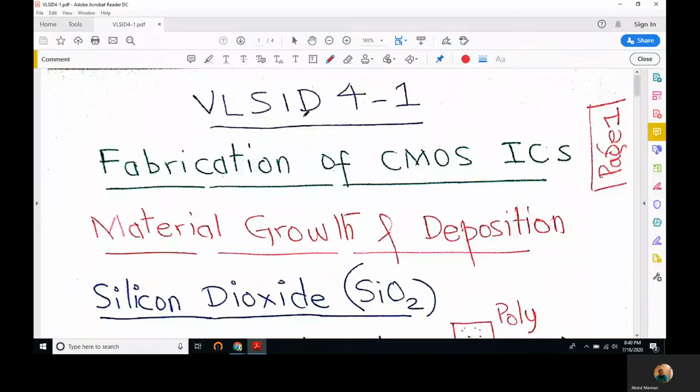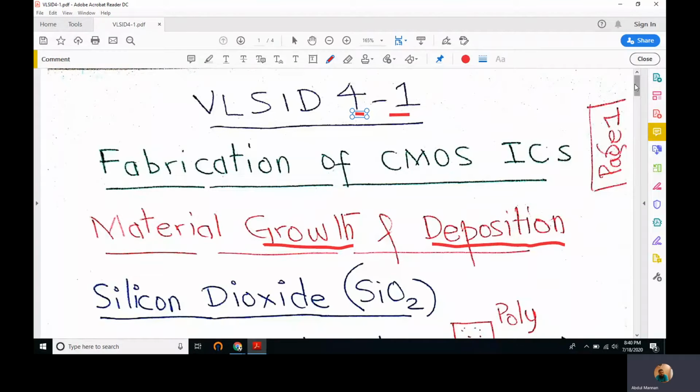Welcome to lecture 4.1, the first lecture from chapter number 4. In this chapter, we'll study fabrication of CMOS integrated circuits, and in this lecture, we'll study silicon dioxide's growth and deposition, how it is grown on silicon and how it is deposited if the underlying material is not silicon.